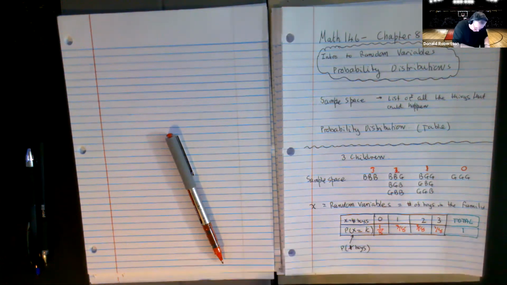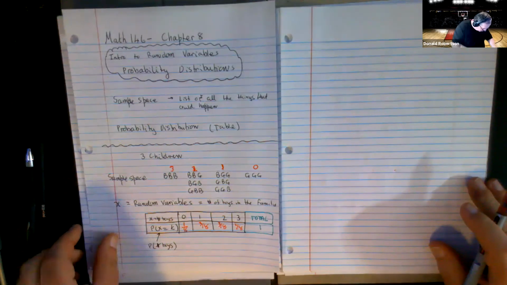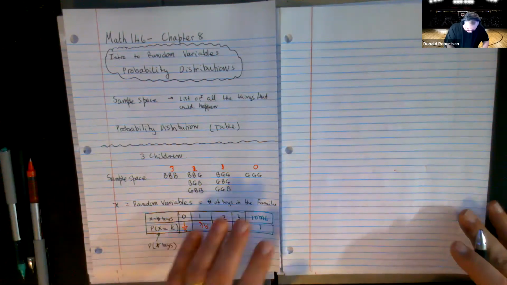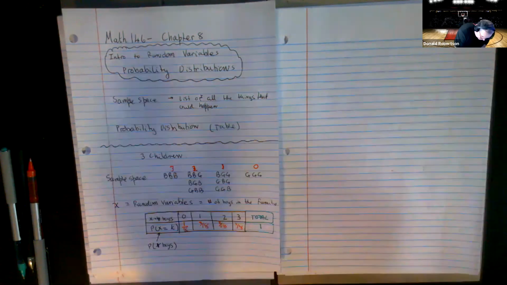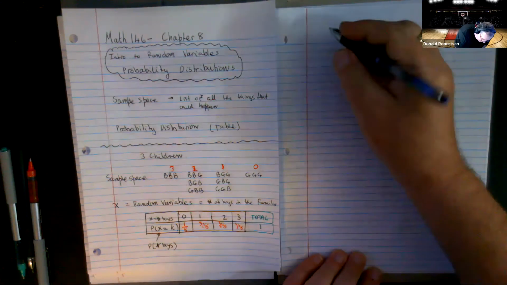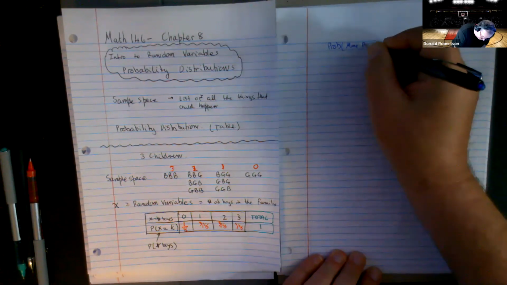Now, from this table, you can answer other questions. I could, for instance, answer a question like this. Suppose I choose a family at random. What's the probability that there are more boys than girls?